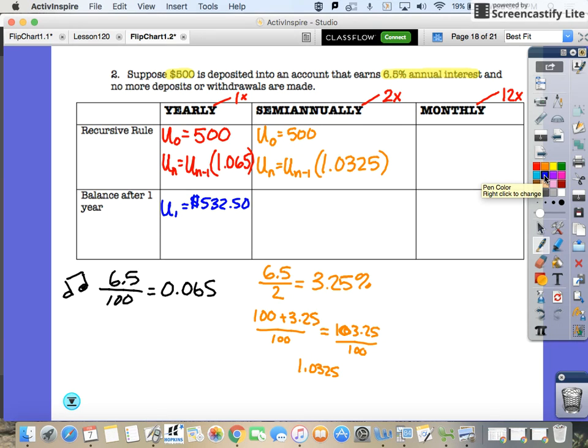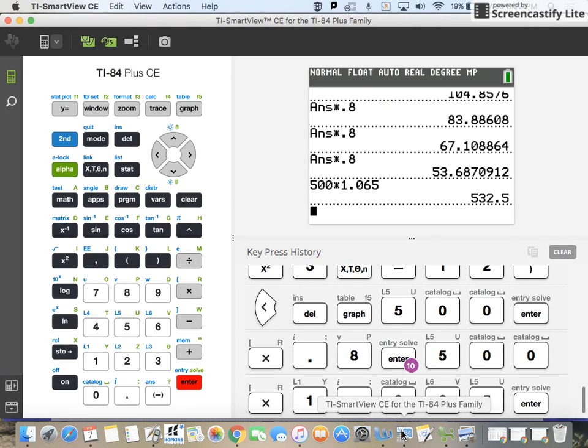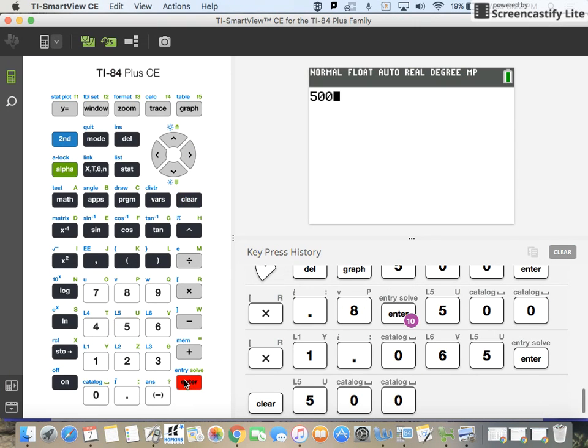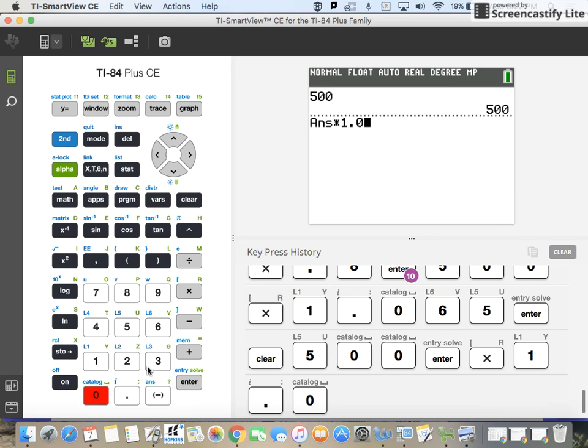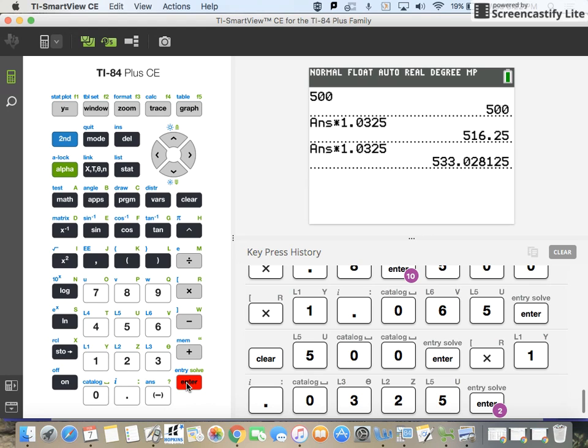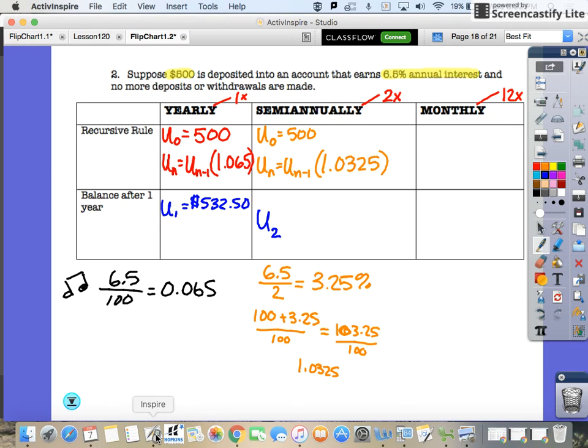If you want to find your amount after 1 year, this time you need to go u sub 2, because you're going to get 2 payments in a year, so for your full year's value you want to go twice. We take 500 times 1.0325 and hit enter, and enter again. So we have 533.03. We're making a little bit more money if it's done semi-annually.